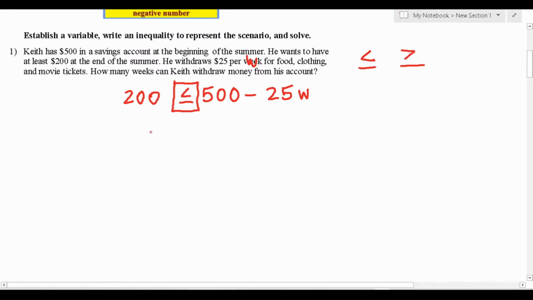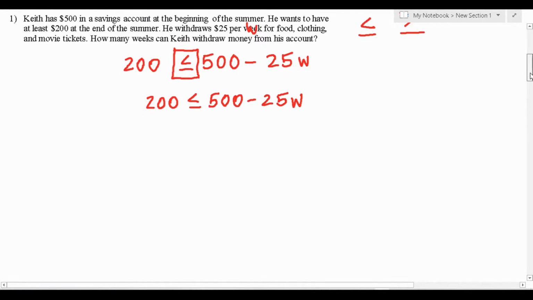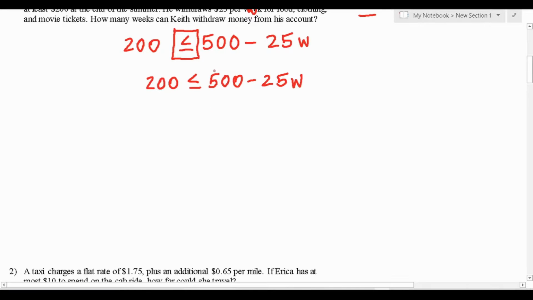And before we do that, let's rewrite this without the box there so that we can work with this equation a little more. So again, we're solving for the variable W. The first thing we're going to do is subtract 500 from both sides.